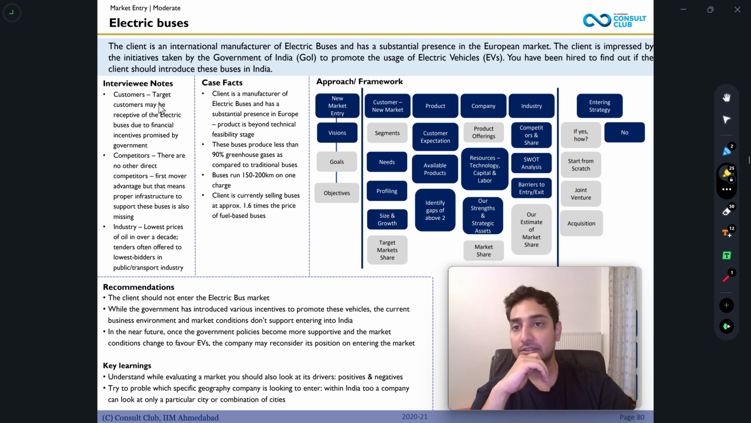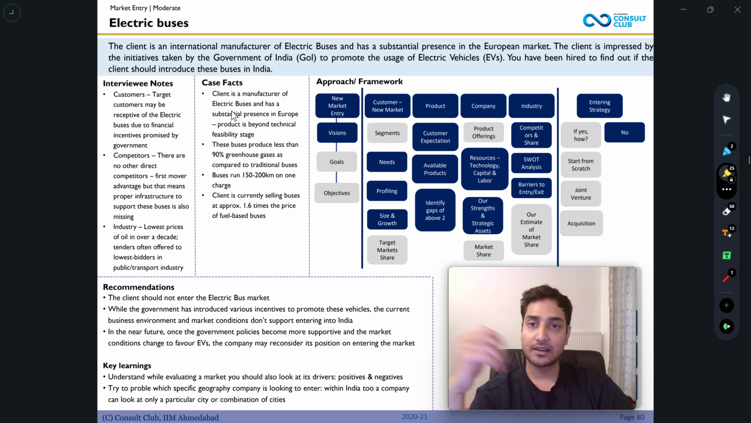Interview notes. Customers: target customers may be receptive to the electric buses due to financial incentives promised by the government. Competitors: there are no direct competitors. First mover advantage, but that means proper infrastructure to support this bus is also missing. Industry: lowest prices of oil in over a decade. Tenders often offered to lowest bidders in the public transportation industry.